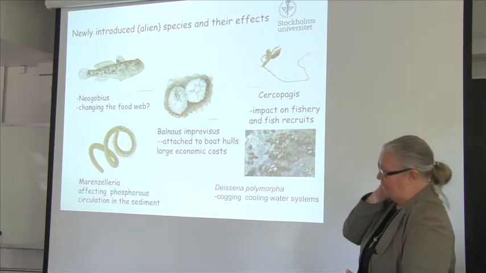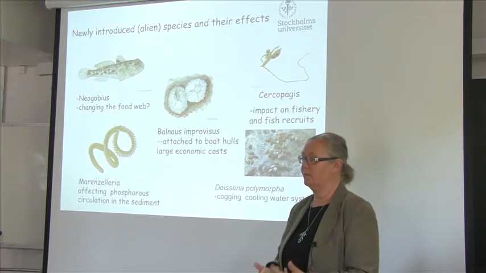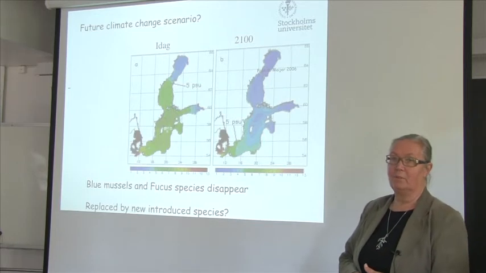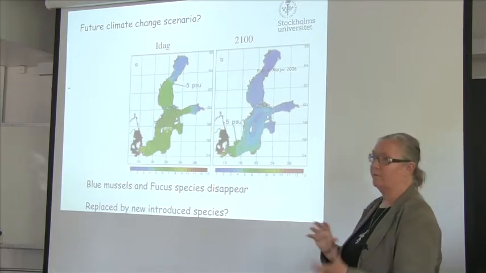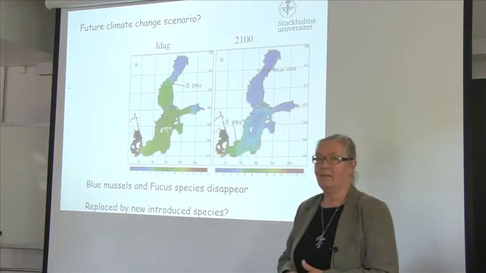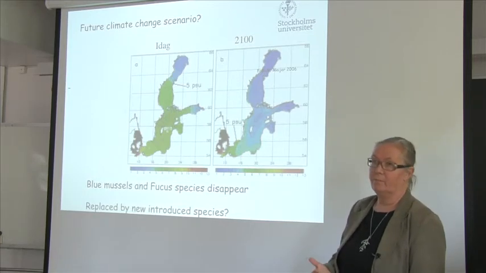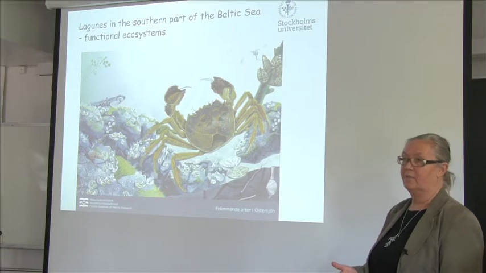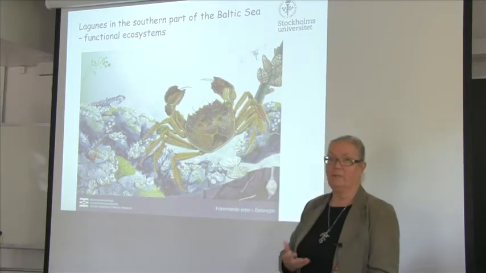So I think that maybe in the future they will have to rethink a bit about the introduction of species and the classification. And my argument for that is that I know you talked about the climate change scenario yesterday, and you can have lots of thoughts about if this is true, that the salinity will really be so low down here. But in any case, if we have this, the blue mussel and the big Fucus species will disappear, and probably or maybe could be reintroduced by the one species that we already have in the lagoons in the southern part of the Baltic Sea, which have the Dreissena, the Balanus doing the filtering function.